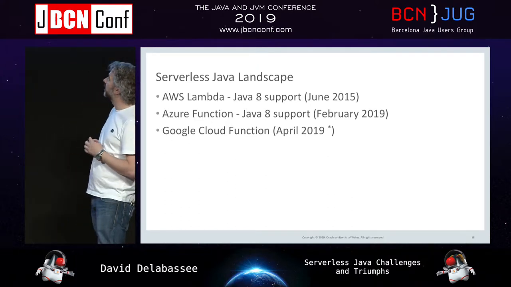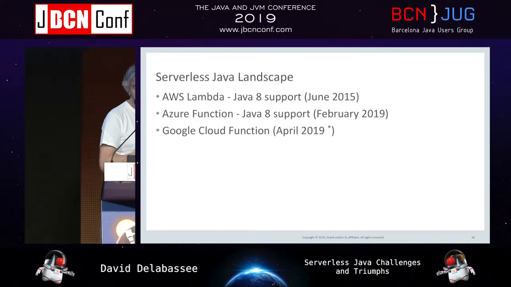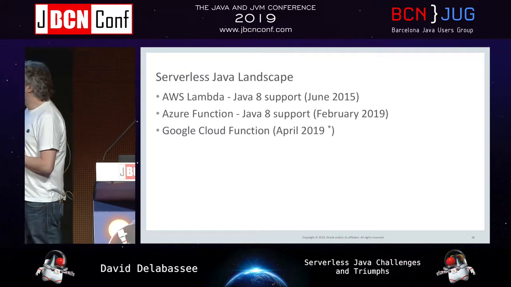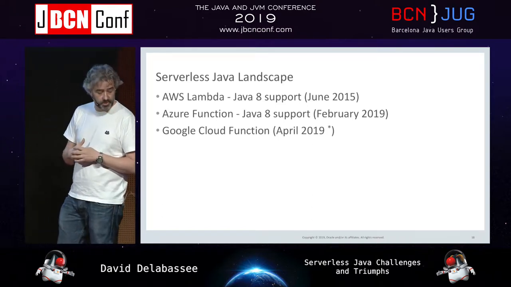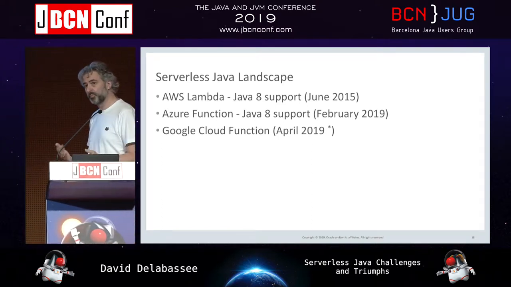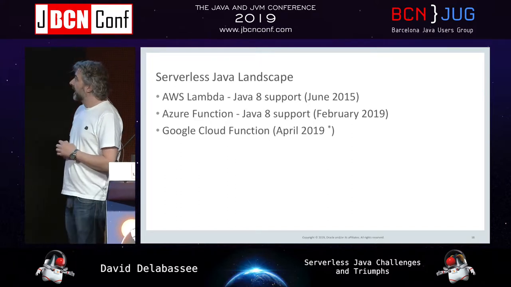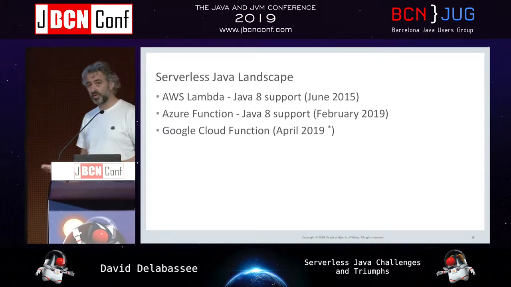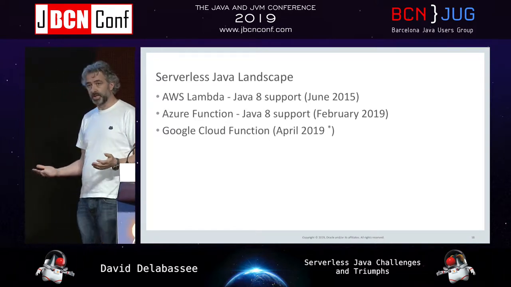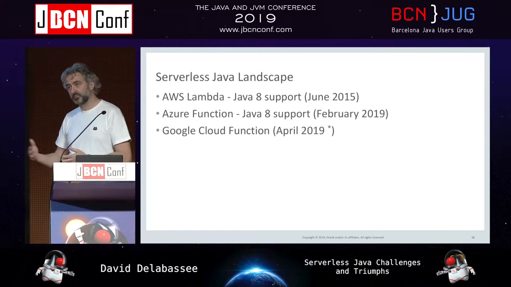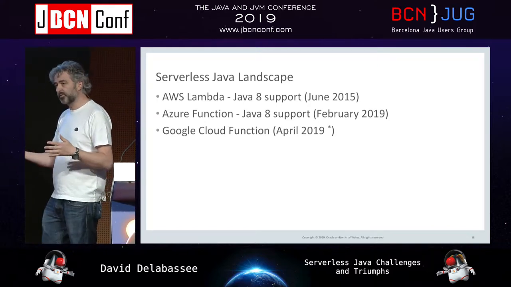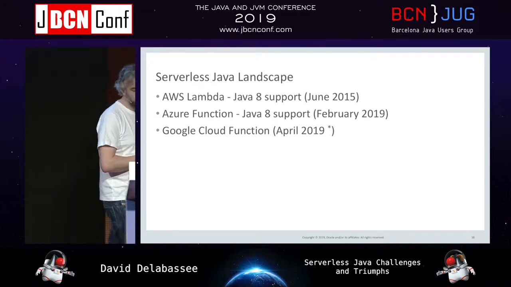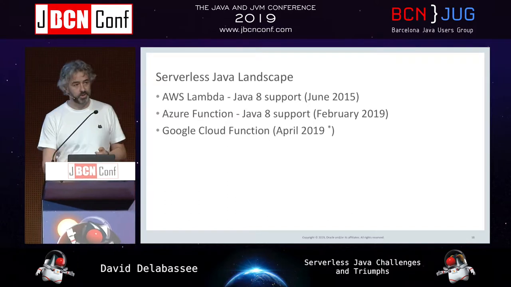I think that for Amazon, it's OK because they've been supporting Java for quite some time, since June 2015. We then have Microsoft. Microsoft has only been supporting Java since February this year. So it's a pretty new offering, right? And then we have Google. And Google only supports Java 8 since April. So it's pretty new, but it's still in alpha. So it's not even GA. So if we look at the major FAST platform providers, except for Amazon, the other two don't really have a good Java story, at least today. So that might explain why Java is not very popular yet in that space.